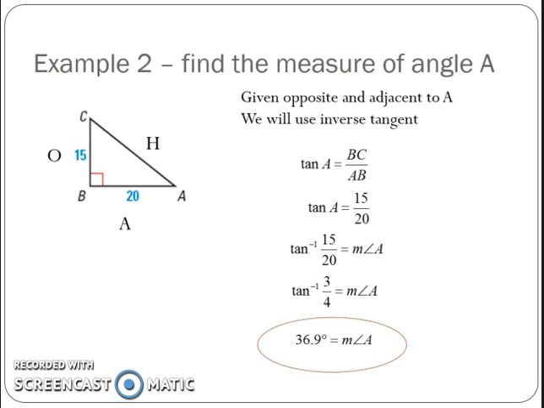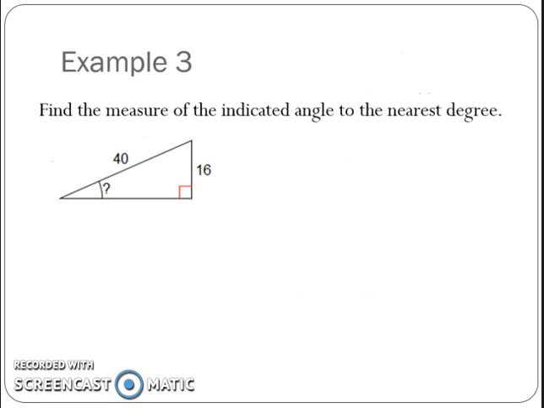Okay, so we're just doing the exact opposite. We're doing tan inverse, right? We're doing the opposite of trig. So in this example here, we have the opposite and the hypotenuse. So we're going to use sine.